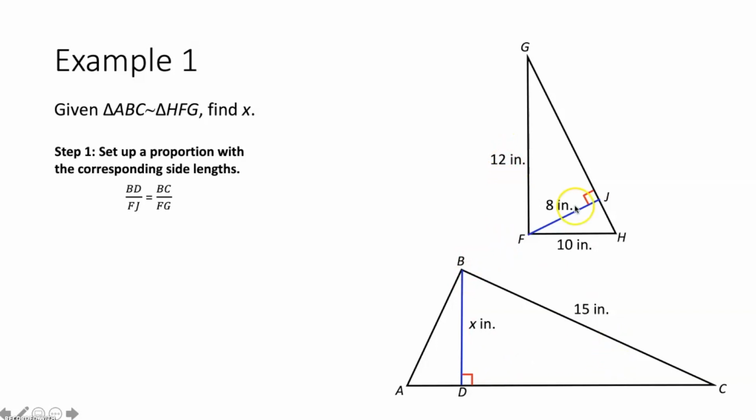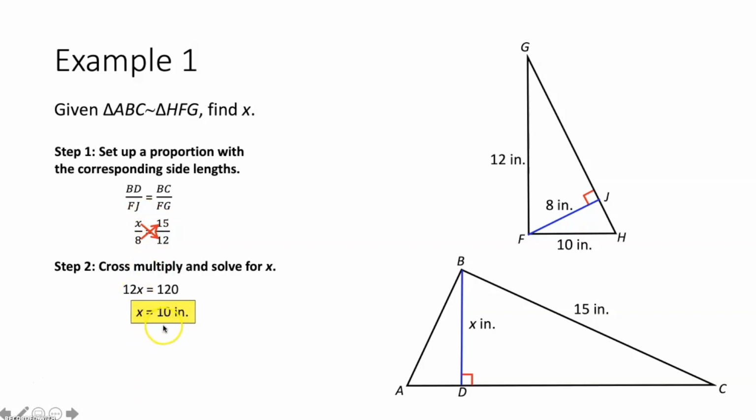We can then plug in what each of those segment measures are equal to, and now we can solve for x. So how do we solve a proportion? We cross multiply. We use the cross product property. So we're going to multiply across and set the two products equal to one another. So 8 times 15, we're going to set equal to x times 12. We then solve for x by dividing both sides by 12, and we get x is equal to 10 inches. Make sure to use the correct units.